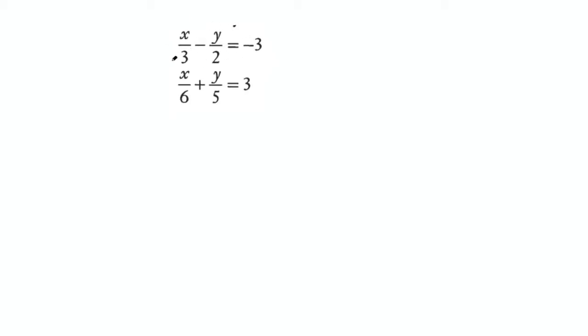For the first equation, we have to multiply both sides by the lowest common multiple of 3 and 2 so that I can get rid of these fractions. Okay, so multiply both sides by 6. Doing so, this becomes 2x minus 3y is equal to minus 18.